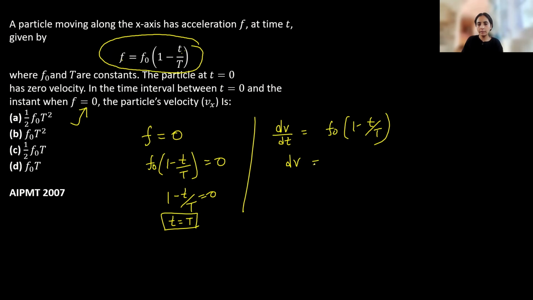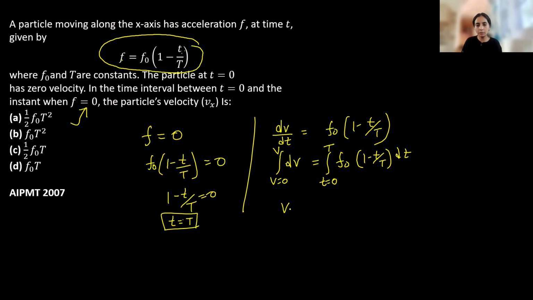Now what will be dv? This is equal to f₀(1 − t/T) dt. You have to calculate velocity, integrate it, and velocity at what time? At time T. So where will you take the limits from? From t = 0, and at t = 0 velocity is 0, and then at time T you have to calculate velocity. Let's say it is v.